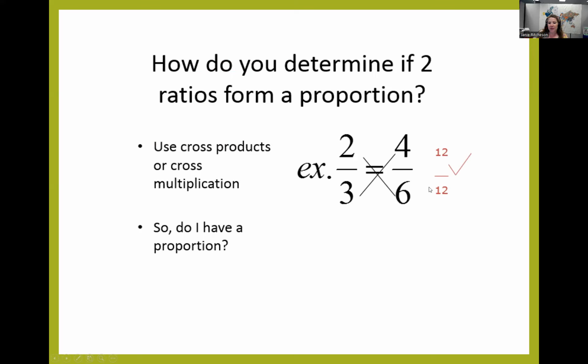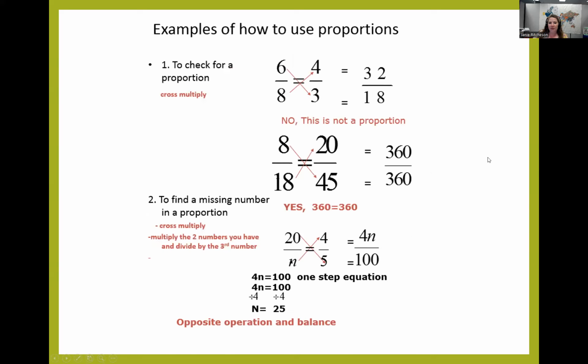All right, that's what I said, find the cross products. Do I have a proportion? Yes, I do, because the cross products are the same. All right, what about 6 to 8 and 4 to 3? If I cross multiply, 6 times 3 is 18. 4 times 8 is 32.